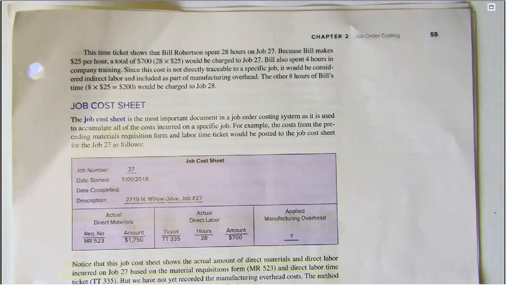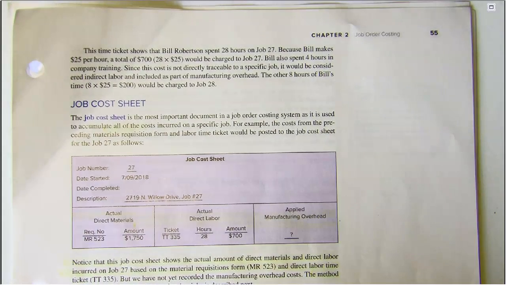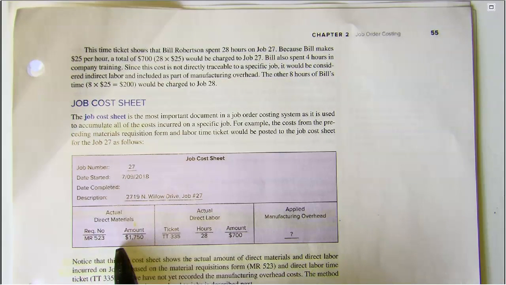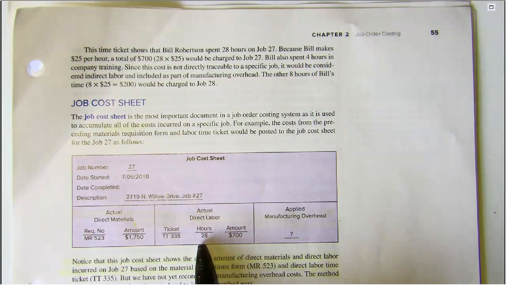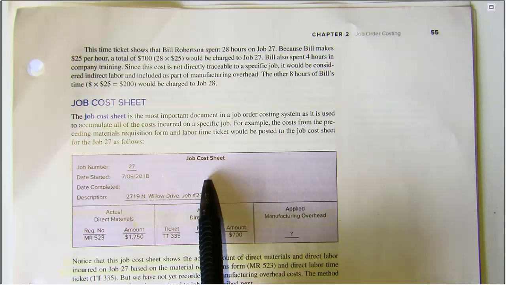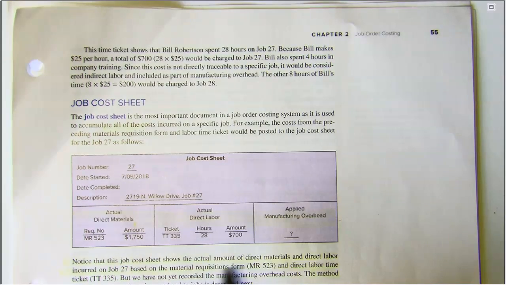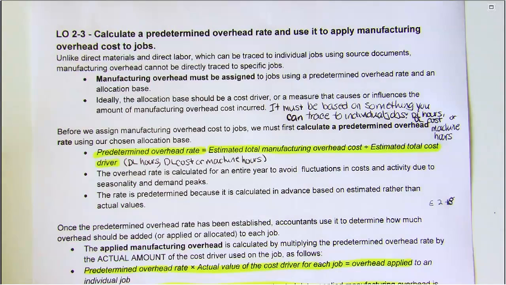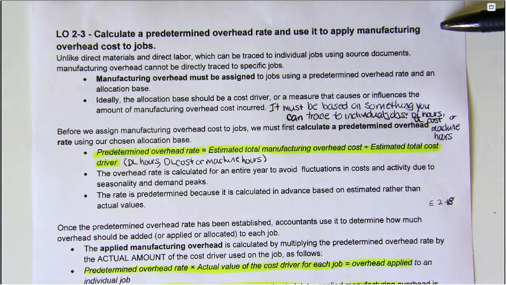Now we left off with Learning Outcome 2-2, and we were talking about how direct materials and direct labor get accumulated on the job cost sheet. But we really couldn't talk about applied manufacturing overhead at that point, so we're going to talk about it in Learning Outcome 2-3, which is calculating a predetermined overhead rate and using it to apply manufacturing overhead costs to jobs.